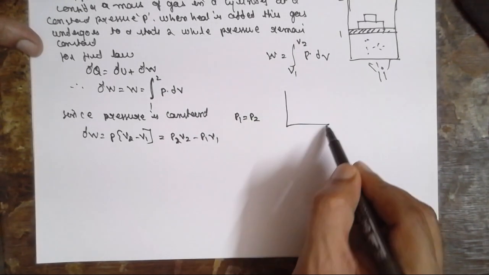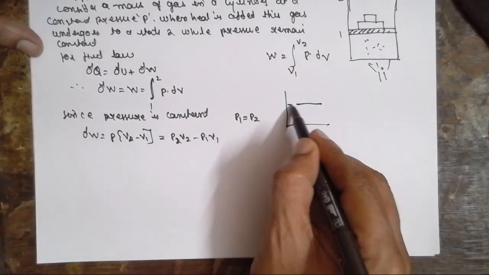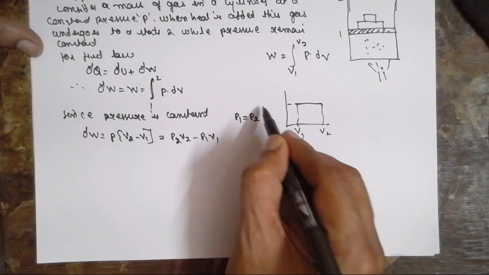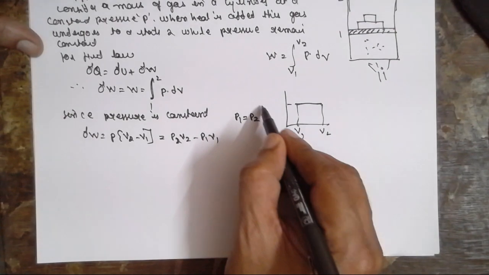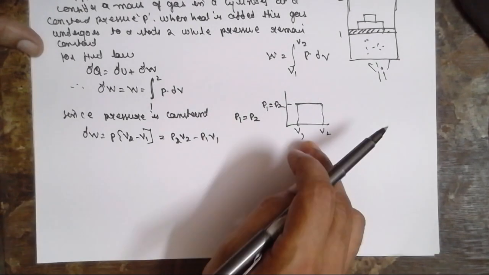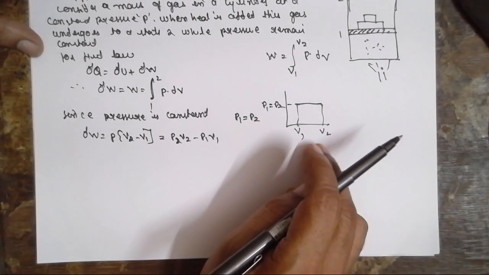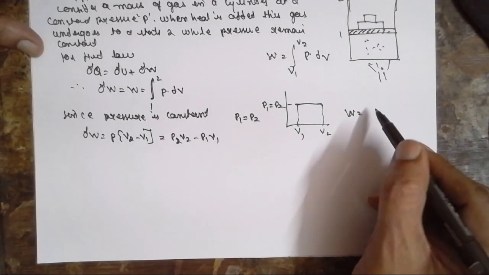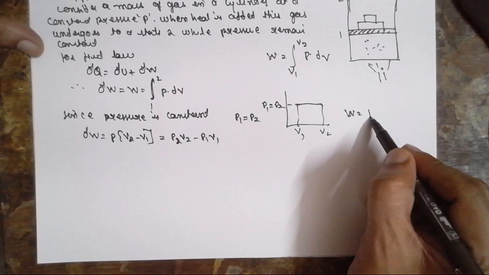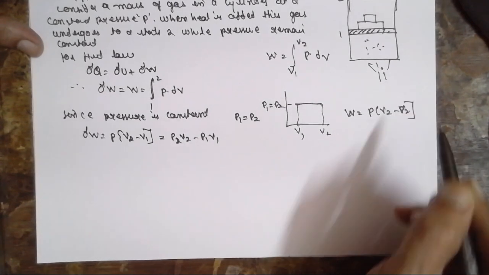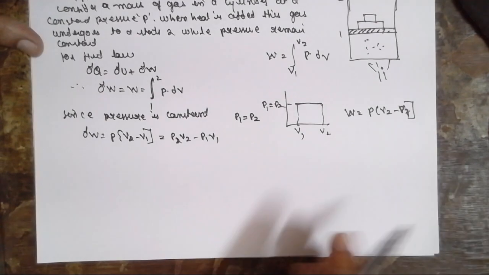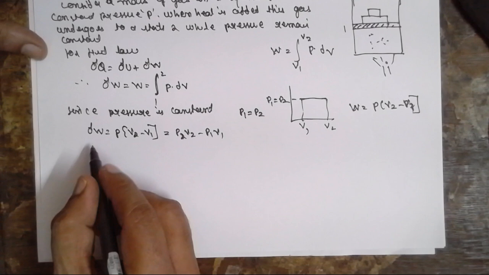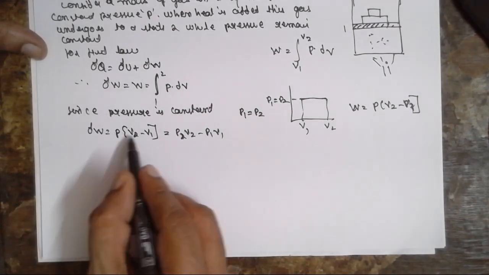This is the diagram for constant pressure. Here the volume changes from V1 to V2, and P1 and P2 become equal. This is the constant pressure diagram through which we derived the work done formula. Similarly we are applying it here. The work done, we got it.